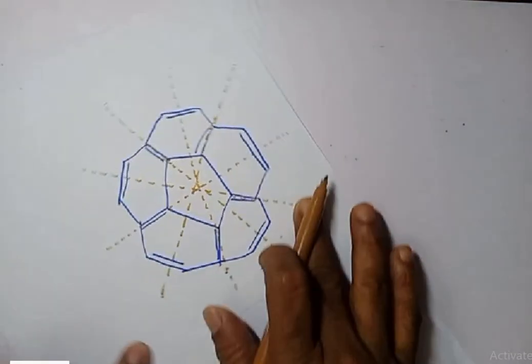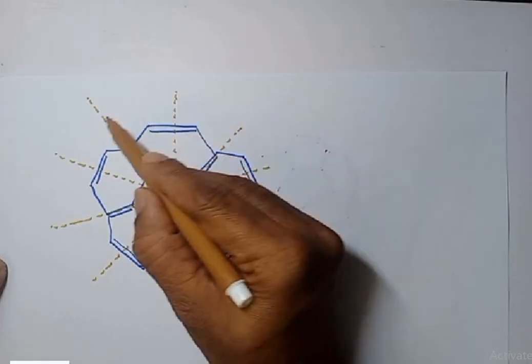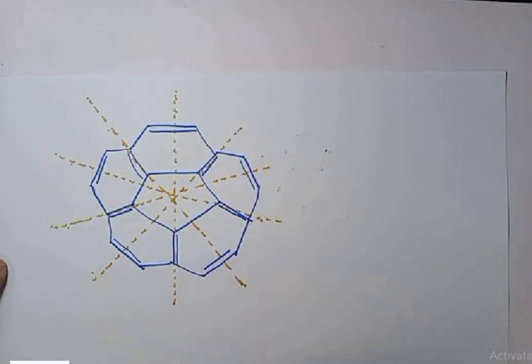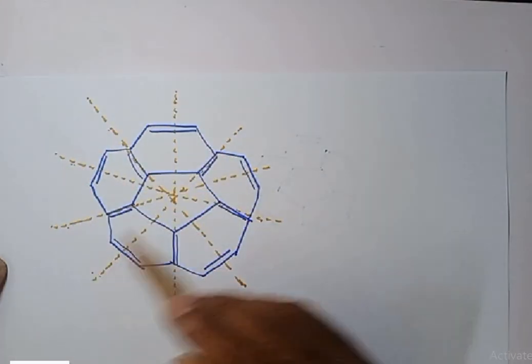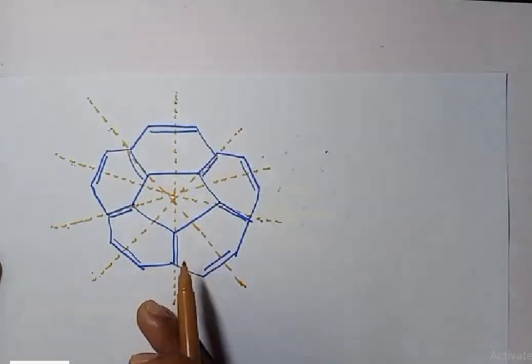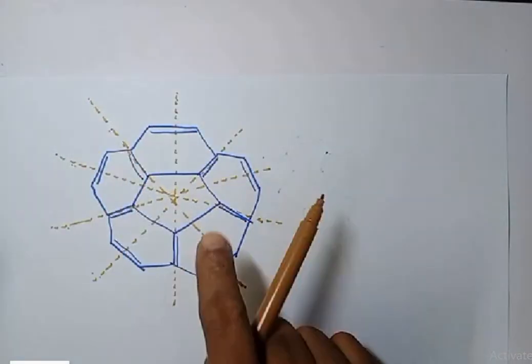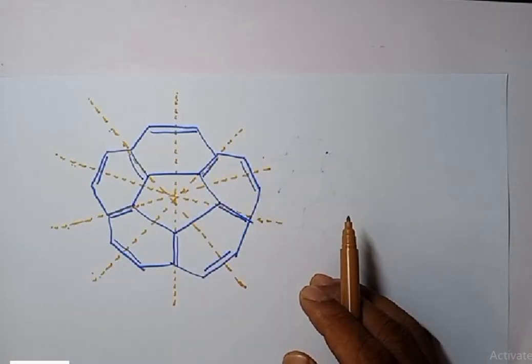Right. So how many planes are there? I'll start from here. This is 1, 2, 3, 4, 5 planes, correct? I have 5 planes because the center ring is a pentane ring. So we should have 5 planes.